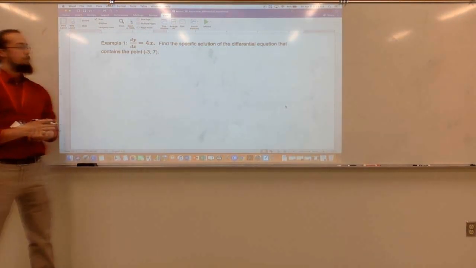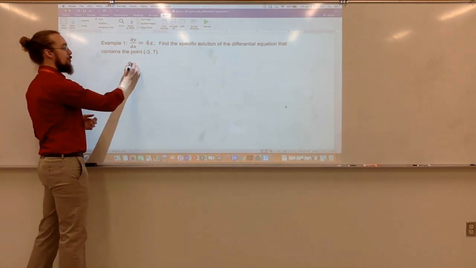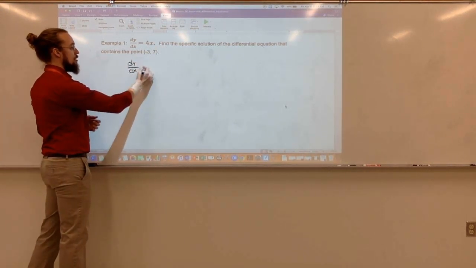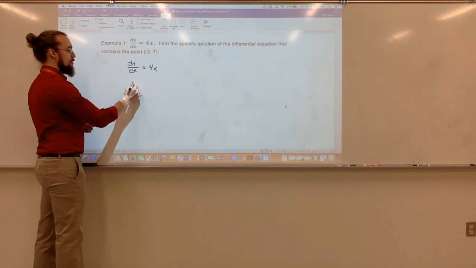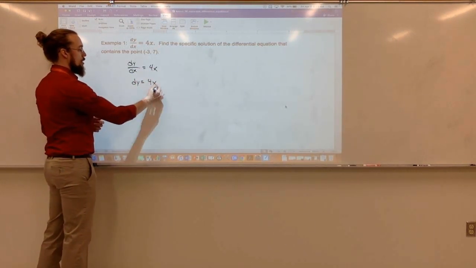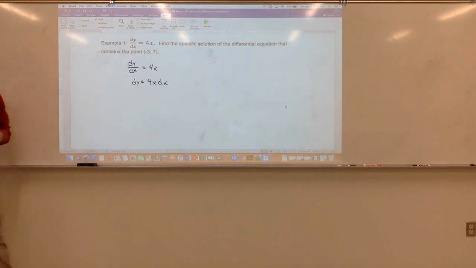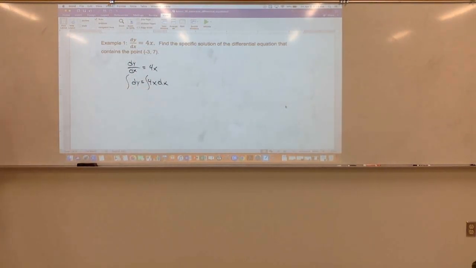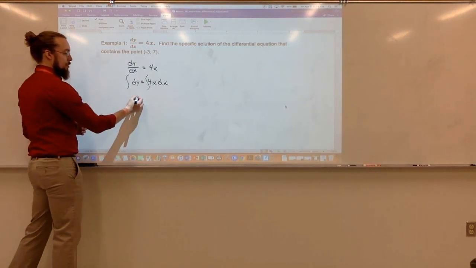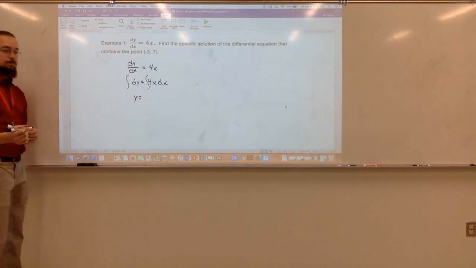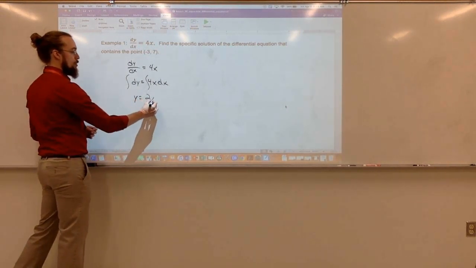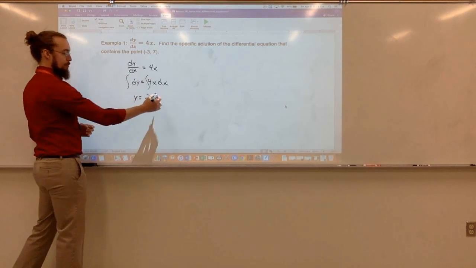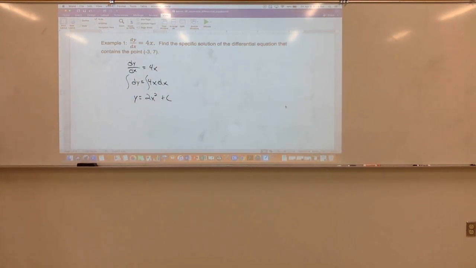dy dx equals 4x. So how would I separate my variables here? Multiply the dx over, just get dy equals 4x dx. Then what? Take the antiderivative of both sides. y equals 2x squared plus c. Okay, so this would be the general solution to this differential equation.